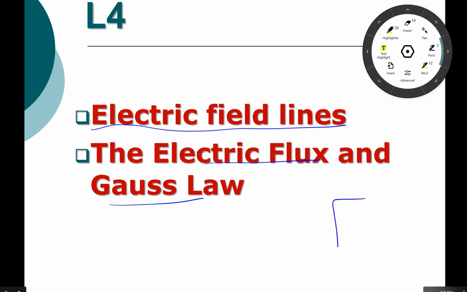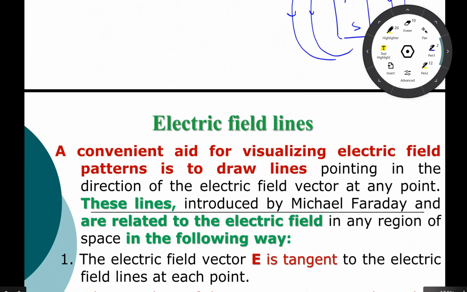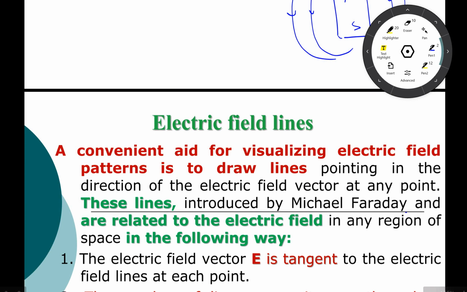Usually to explain the shape of a magnetic field, if this is a magnet and this is the north pole and this is the south pole, we use some imaginary lines to show the direction of the magnetic field. Today we would like to do the same with electric fields, and this idea came from Faraday. Faraday suggested using imaginary lines to describe the direction and the magnitude of the electric field.